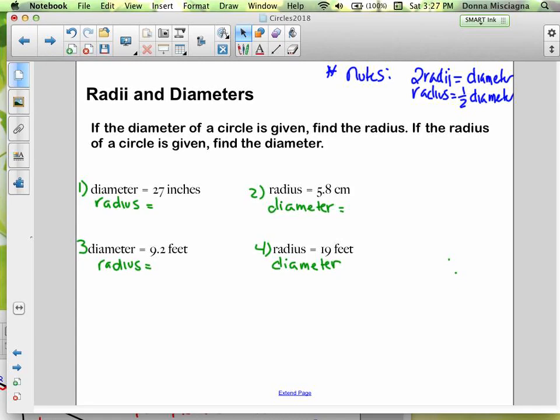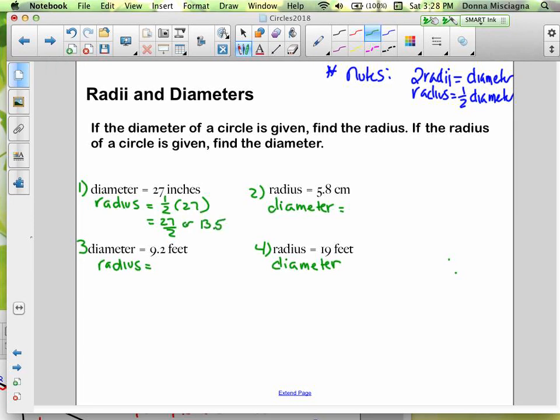All right, thank you for filling in your answers for the radii and diameters. Let's go over the answers and you can see how you did. All right, so the diameter is 27 inches. The radius is going to be, remember the radius is half the diameter. Actually, I had those notes up there on the top. So the radius here is going to be half of 27. And you could write that as 27 halves or 13.5. Either way, that was correct.